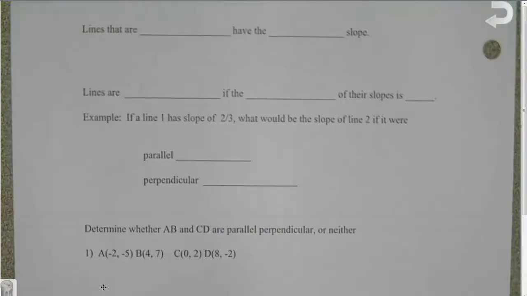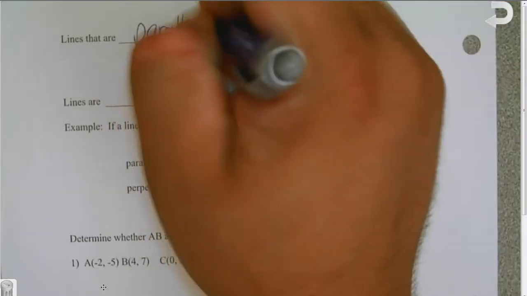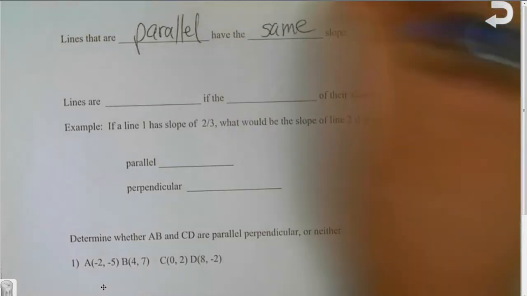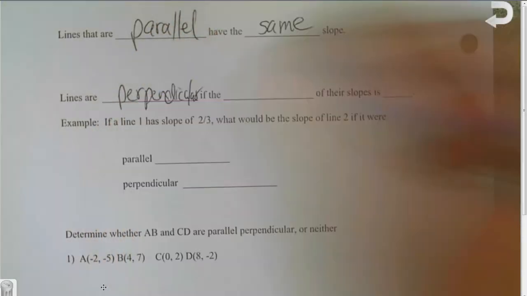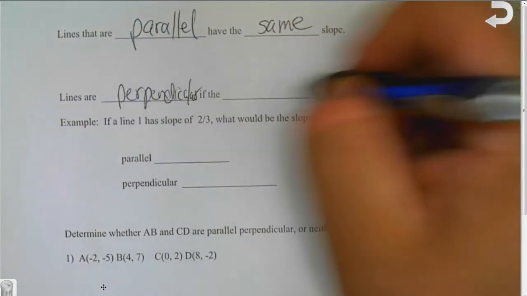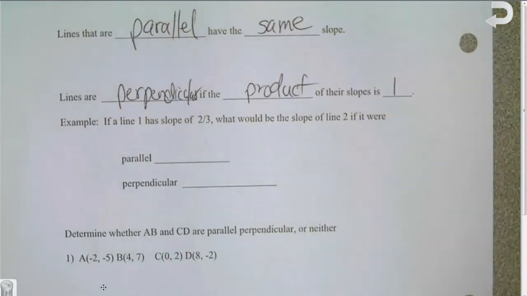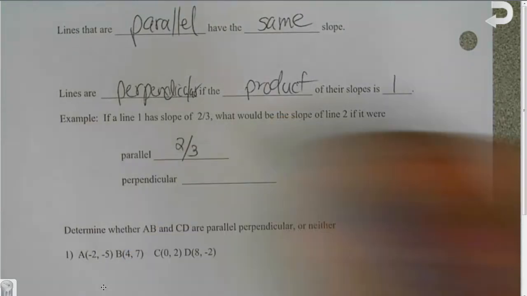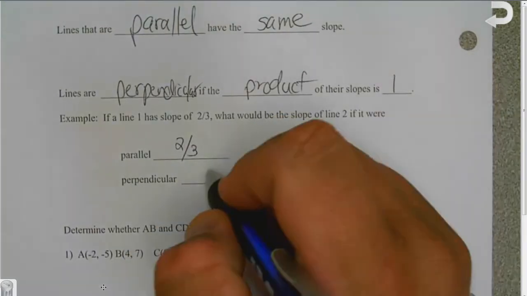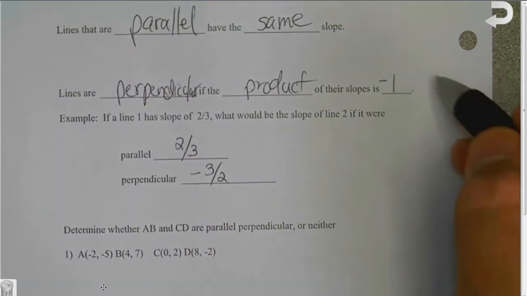What we need to focus on is something you've seen before. Lines that are parallel have the same slope. Lines that are perpendicular have slopes that are opposite, or the product is negative 1. So, if a line has a slope of 2/3, the parallel slope is 2 over 3. The perpendicular slope is negative 3 over 2. And that was supposed to be negative 1.